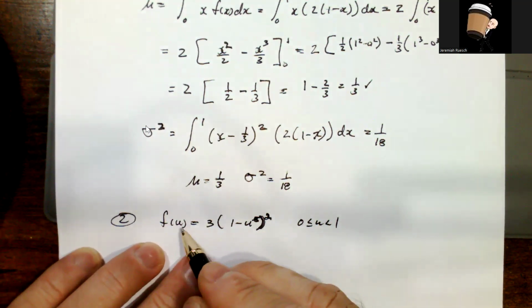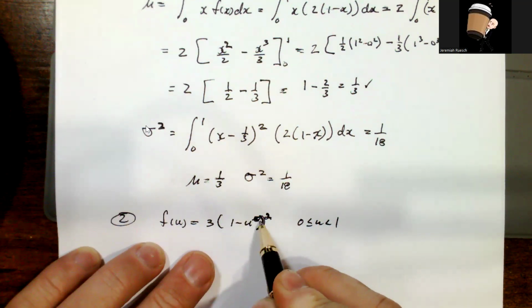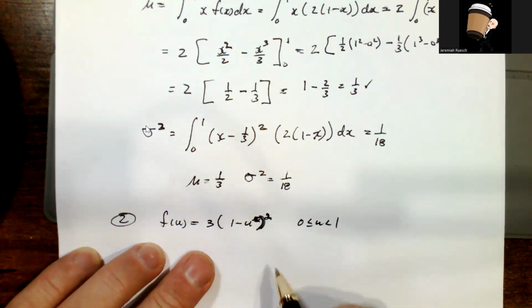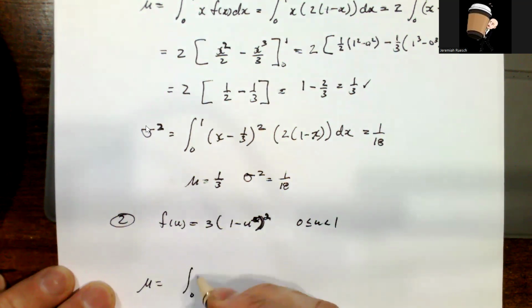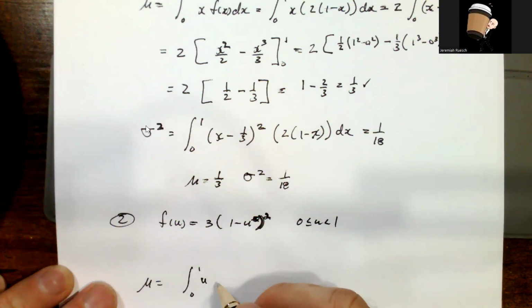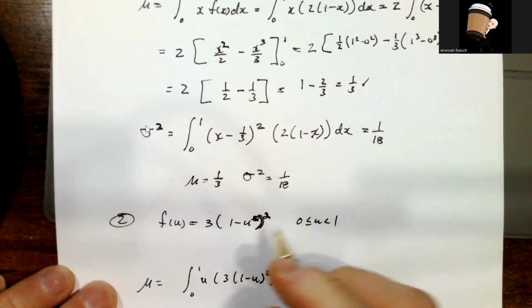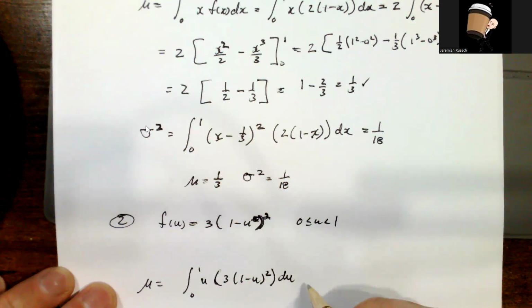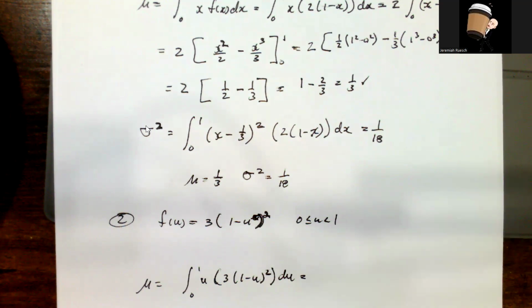So here we have f of u is equal to 3 times 1 minus u. Careful, I thought it was u squared at first. 1 minus u quantity squared. Okay, so we're going to compute the mean, mu, of this. So we're going to compute from 0 to 1 of u, my mu's and u's look alike, so be careful there, 3 times 1 minus u quantity squared, du. And so just like before, if I jump over to technology real quick, we'll compute this integral and see what its value is.